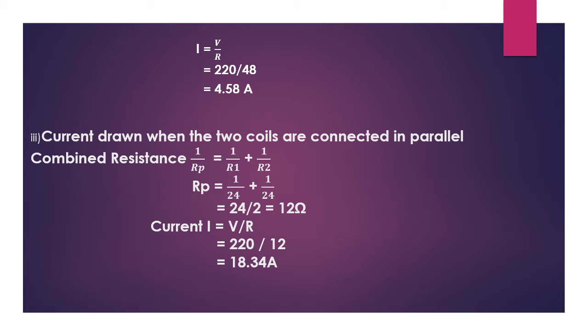So the current I is equal to V by R. So that is 220 by 12, that is 18.34 ampere. So children, here you found out the current that is drawn by the coils when they are used separately, when they are used in series, and when they are used in parallel.